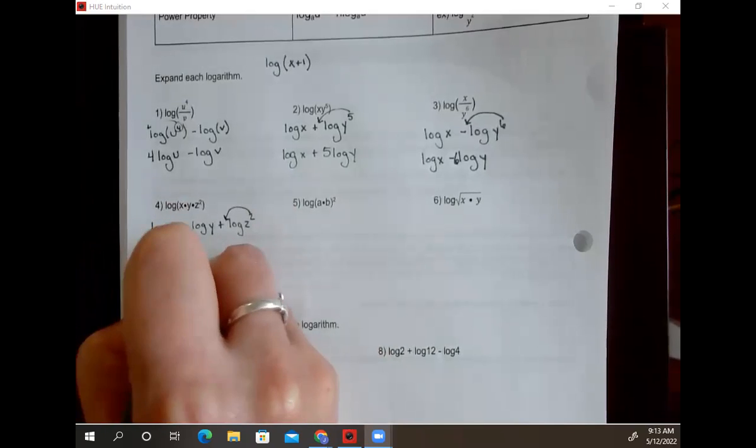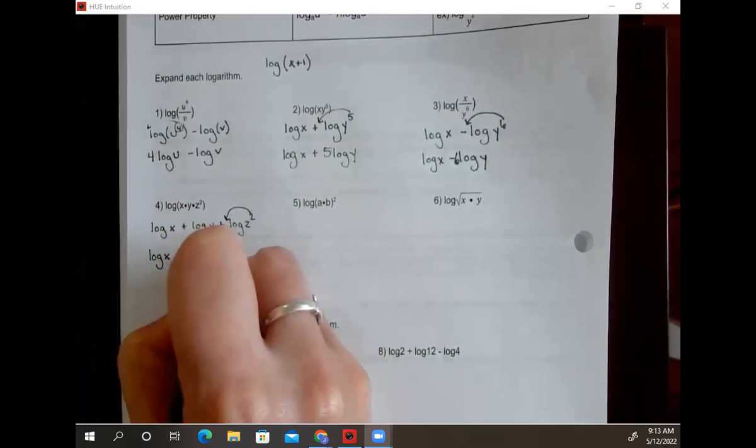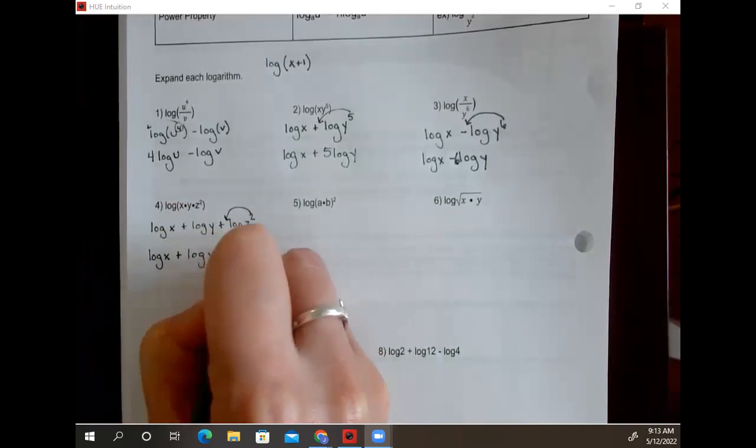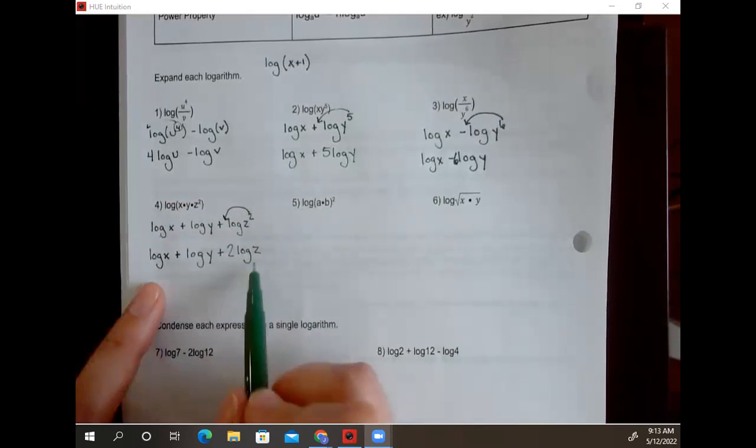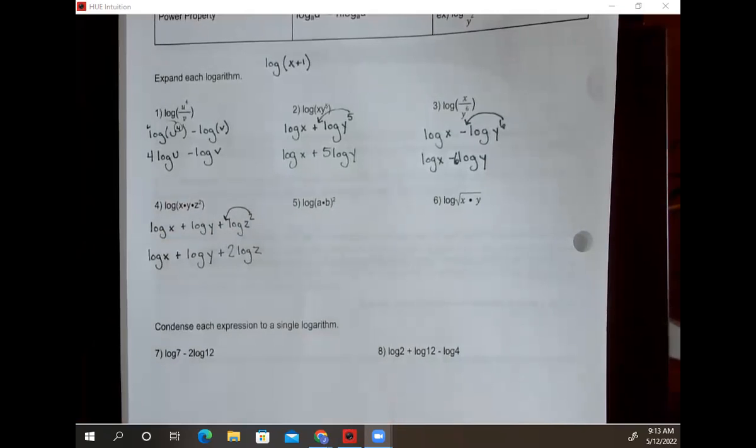As I'm expanding these logs, I'm doing this sort of using one property at a time. As you guys get better at this, as you've had more practice, if you can go straight from here to here, that's absolutely fine. I'm doing this step by step as we're starting.